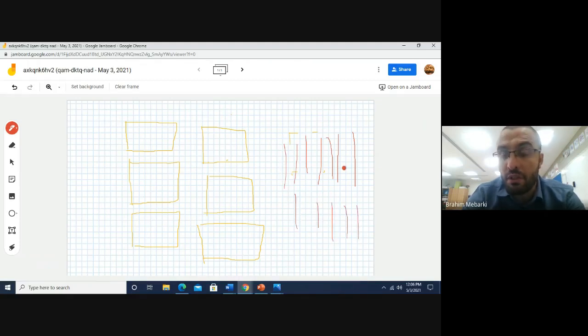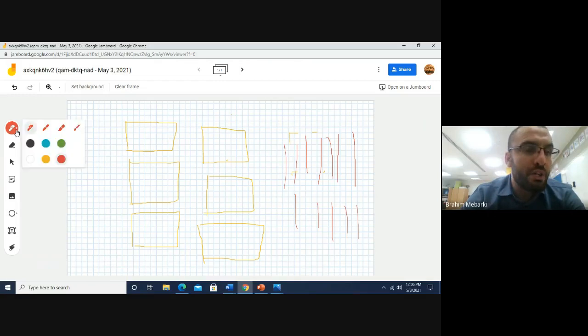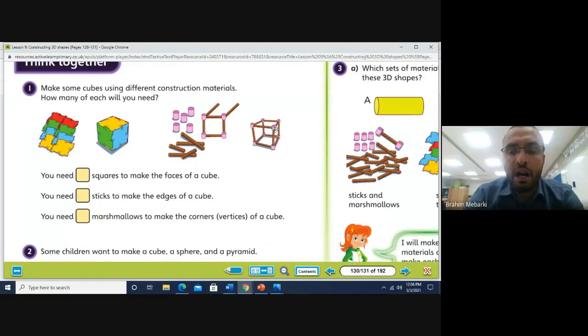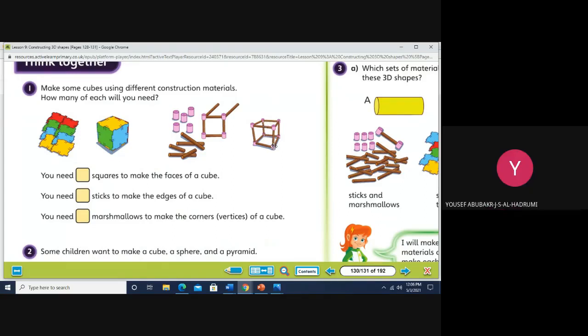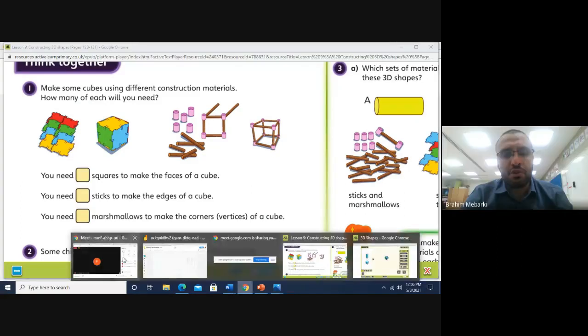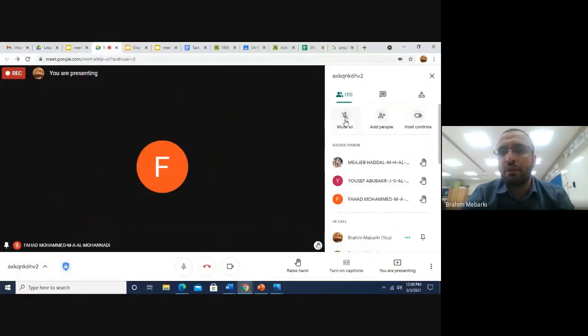Why do we need 12 sticks? Because a cube has 12 edges. Now, how many marshmallows do we need? Four? Six? Eight? Wait, you should click on the raise hand button to avoid the noise, okay?